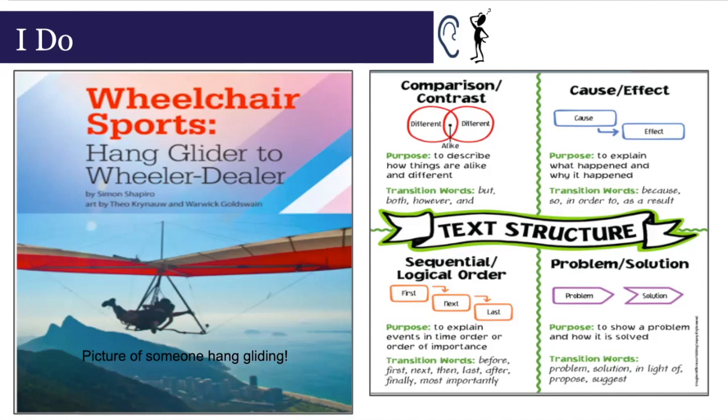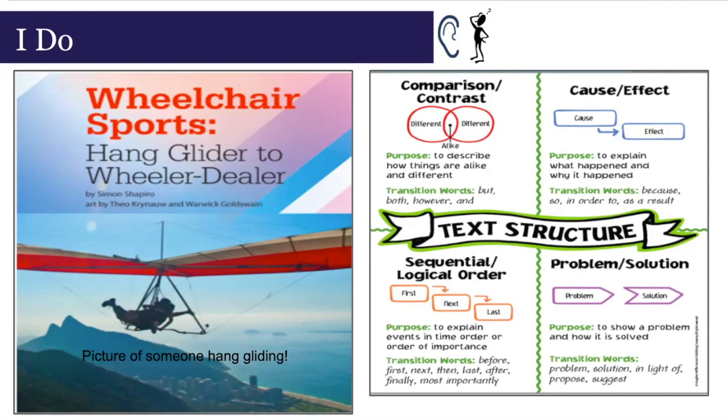Cause and effect is another type of text structure. The purpose of this pattern is to explain what happened, which is the cause, and why it happened, which is the effect. Signal words include because, so, in order to, and as a result.